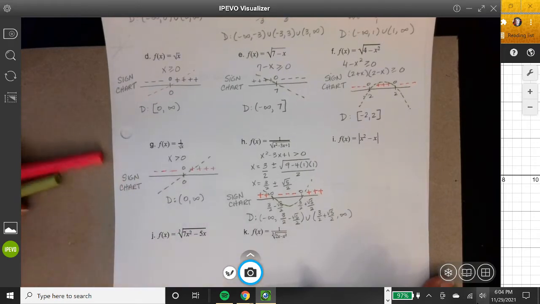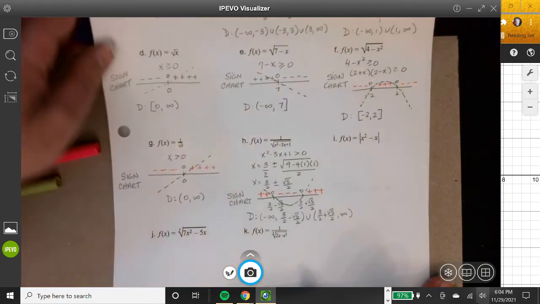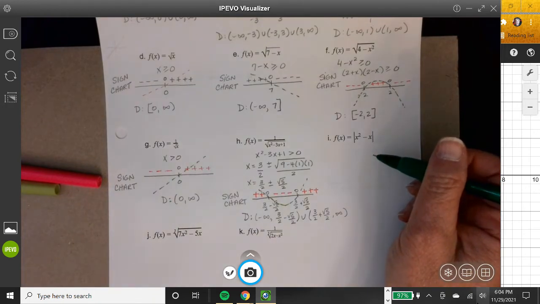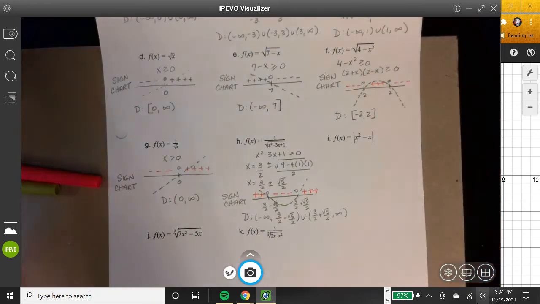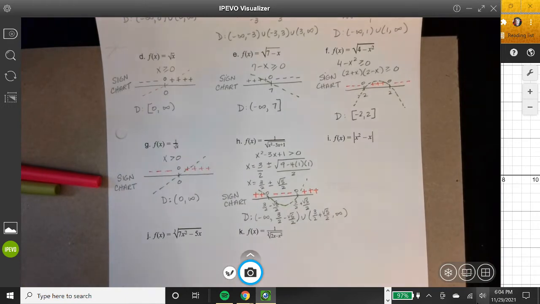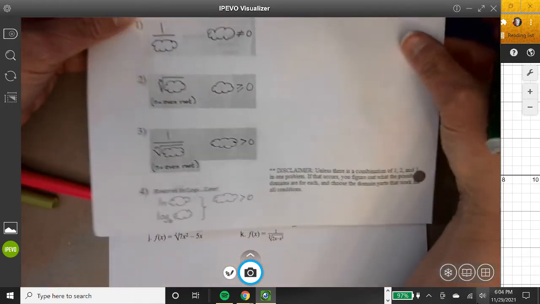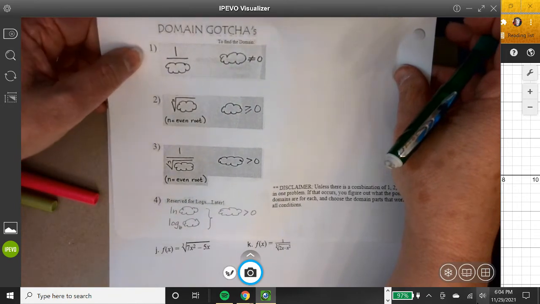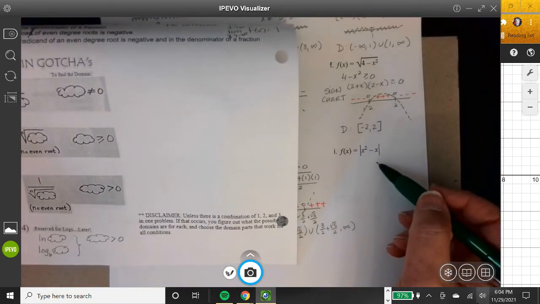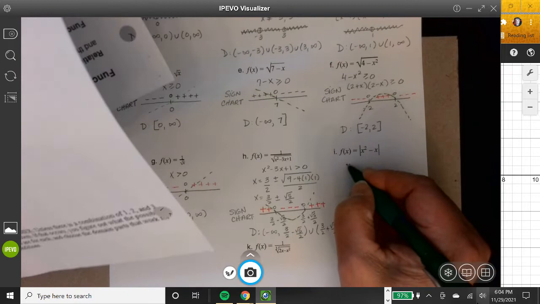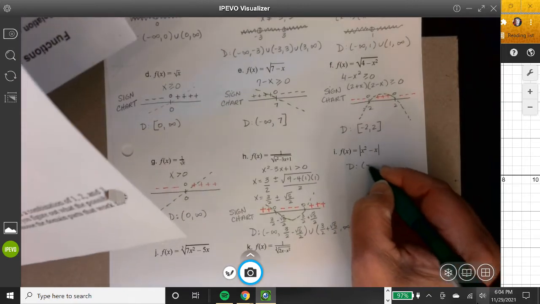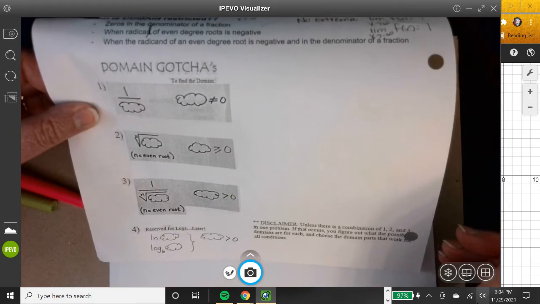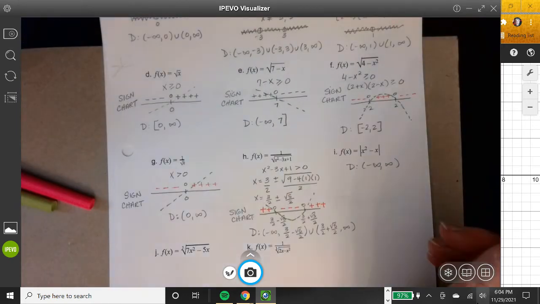And now, this is absolute value of x squared minus x. So we got to go back in time and remember, is that one of our restrictions? Do you see absolute value anywhere here? No, I don't even see a denominator in this one. So guess what, folks? This domain is all real numbers because it doesn't have one of the restrictions that we have to worry about. All right.